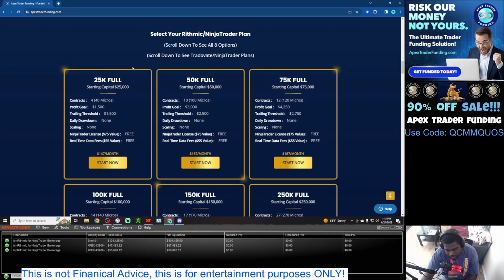That's kind of difficult to really understand when you're thinking about what a drawdown is, but we'll get into that in a moment. So for your contract size, say we trade a $50,000 account, you can trade up to 10 minis and 100 micros, and then your profit target is going to be 3,000. Your trailing threshold is 2,500, and there are a lot of videos on YouTube for understanding what a trailing threshold is.